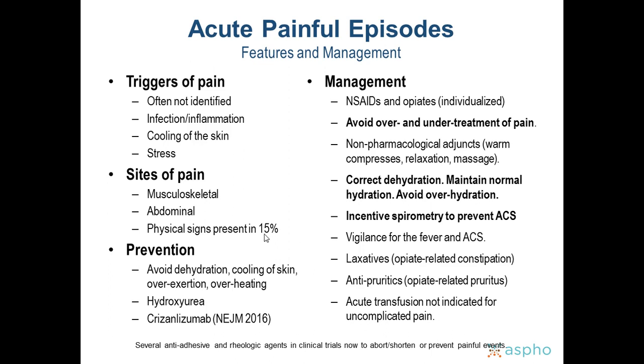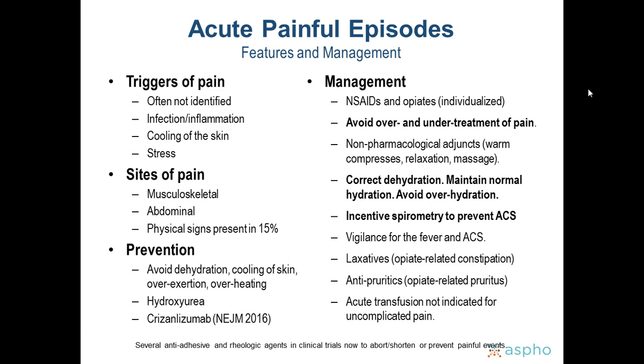In 15%, there might be some tender swelling, for example. Ideally, we'd like to prevent pain by avoidance of dehydration and cooling of skin, overexertion, avoiding these things, and then disease-modifying therapy like hydroxyurea. I'll point you to this New England Journal article offline. And management, the most important thing is that you individualize the pain management, and you need to avoid over and under treatment of pain, right?